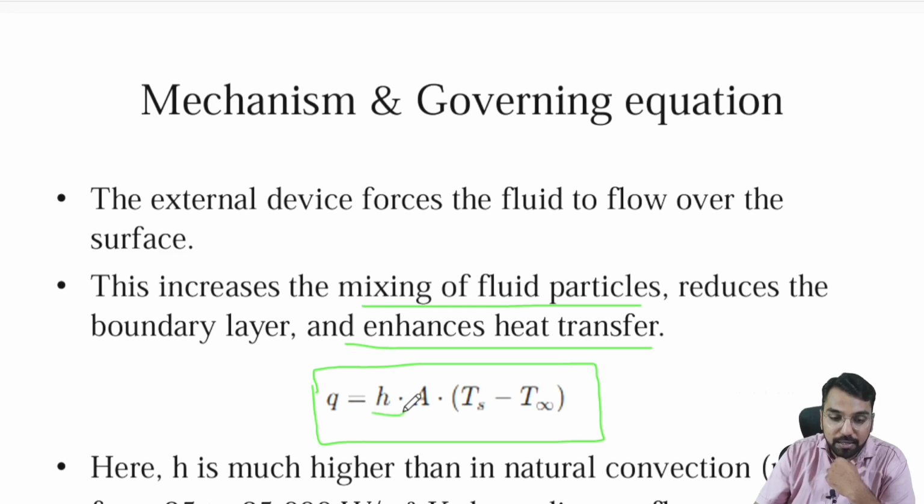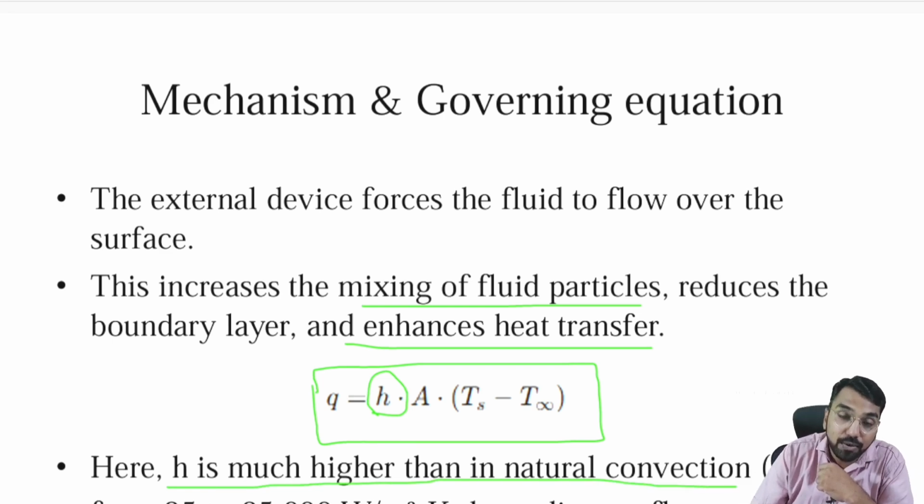Here, the h value means the convective heat transfer coefficient, and this h value is much higher than in natural convection. Why is it so? Because h, the convective heat transfer coefficient, is purely dependent on the fluid properties and the flow properties, and that flow we are controlling here by external devices like pumps and blowers. So that's why the h value is much higher, and if h is higher, the heat transfer rate will also be higher because it is directly proportional.